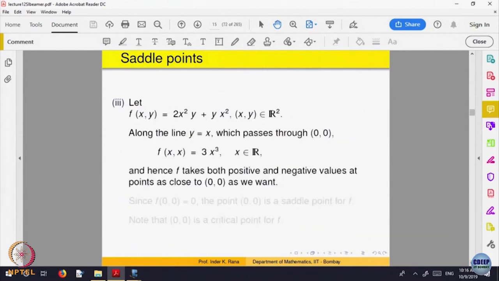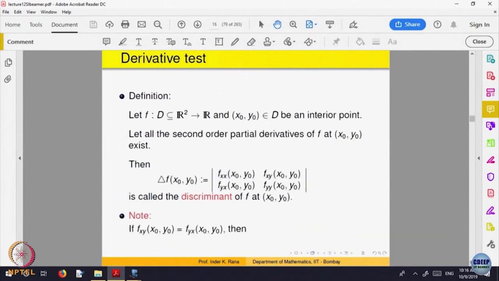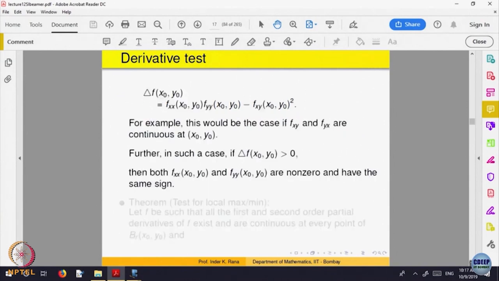Okay, so let us look at the theorem and the consequences. This is the discriminant we defined. It is a 2 by 2 determinant: fxx, fxy, fyx and fyy. They may not be 0 always, but sometimes you are lucky and they are.